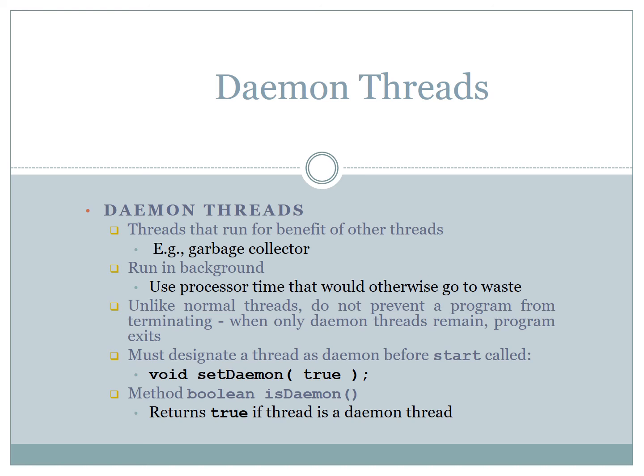It can be implemented using void setDaemon(true), and you must designate a thread as daemon before start is called, and the method is called like boolean isDaemon. If it returns true, the thread is a daemon thread.